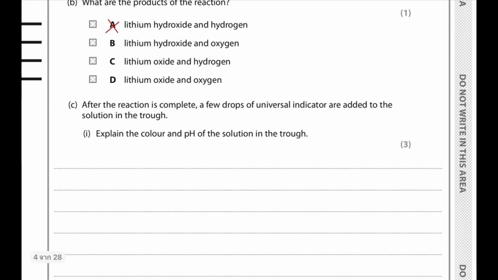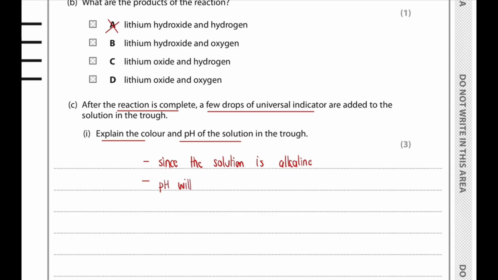Question C. After the reaction is complete, a few drops of universal indicator are added to the solution in the trough. Explain the color and pH of the solution. Since the solution is alkaline, the pH will be greater than 7.